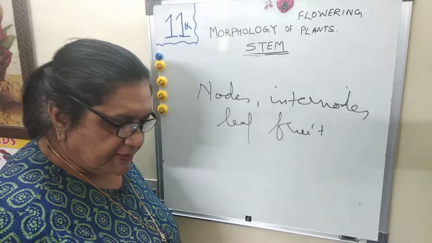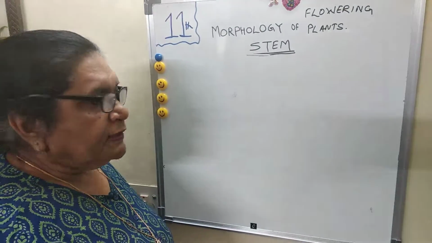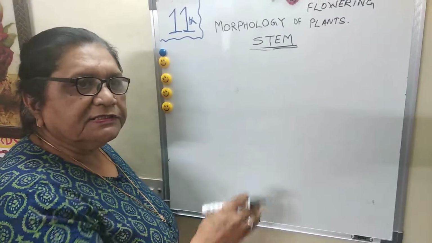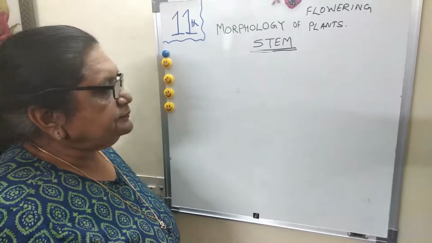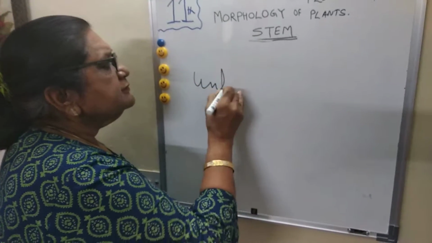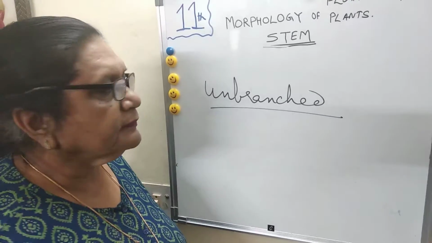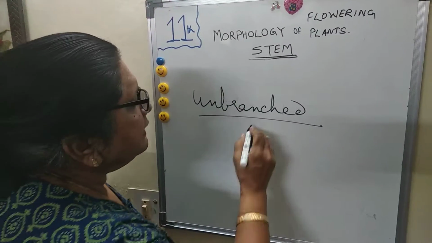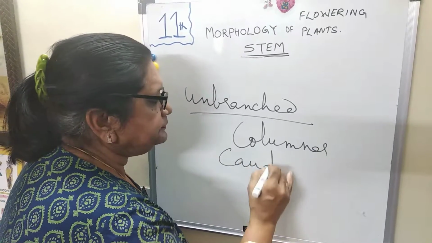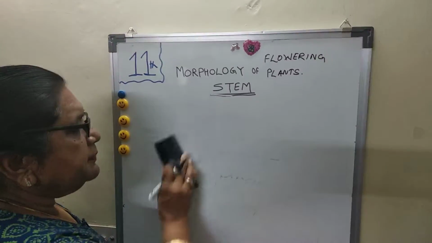Secondary functions we will discuss side by side. They are meant for storage and for photosynthesis, other functions they perform. So the main function is to support the node, internode, leaf, fruit. Then it is of various types in general. Sometimes they are totally unbranched. Then they are called columnar or caudex. Unbranched structure.